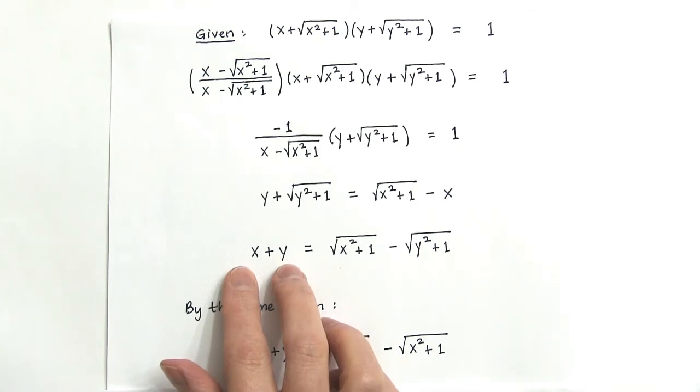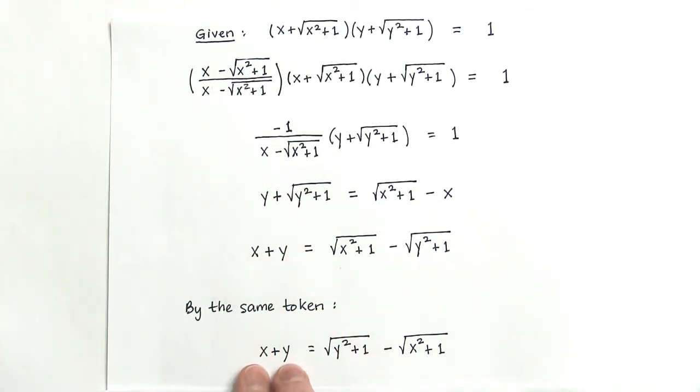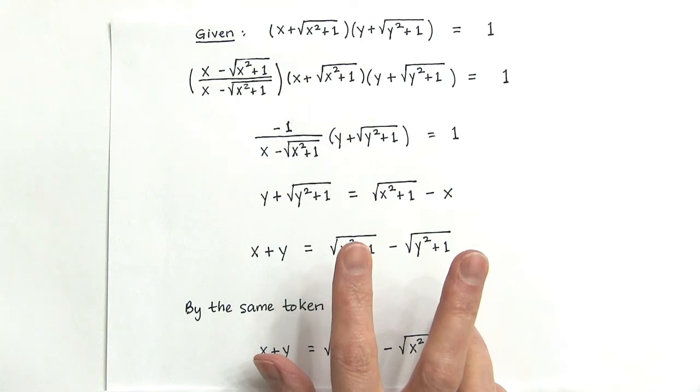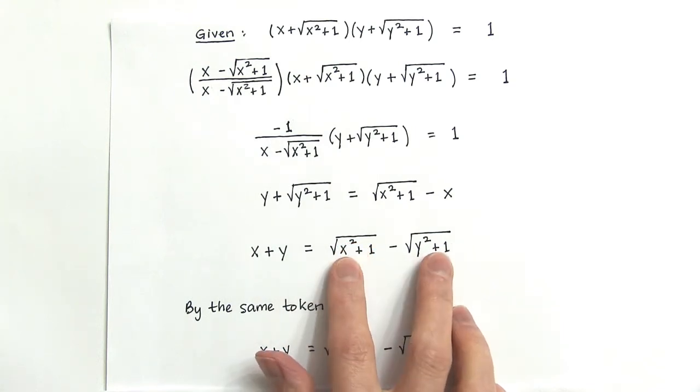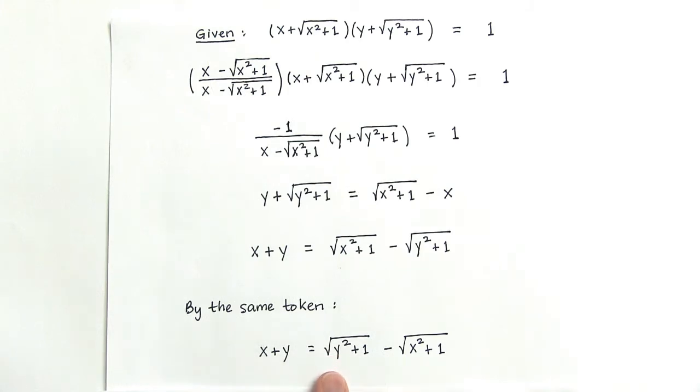replacing x with y and y with x on the left-hand side, it becomes y plus x, which is the same as x plus y. And replacing x with y and y with x on the right-hand side, this expression becomes the square root of y squared plus 1 minus the square root of x squared plus 1.